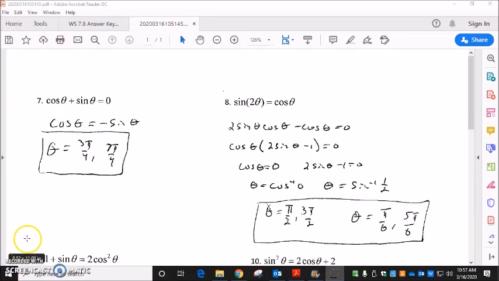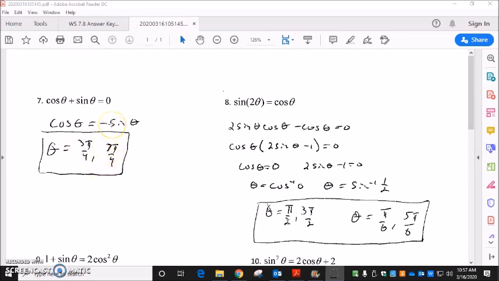All right, on the back side, number 7, now, all I did was show my first step here. I moved the sine to the other side and got a negative sign. To solve this, what this is saying is that the cosine of the angle and the sine of the angle are actually opposites of each other. This is a positive and this is a negative. The 2 quadrants where sine and cosine are opposite of each other is quadrant 2 and quadrant 4. That's where these 2 angles came from.